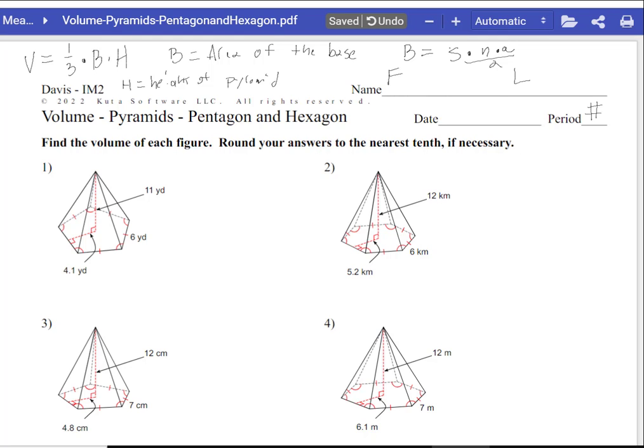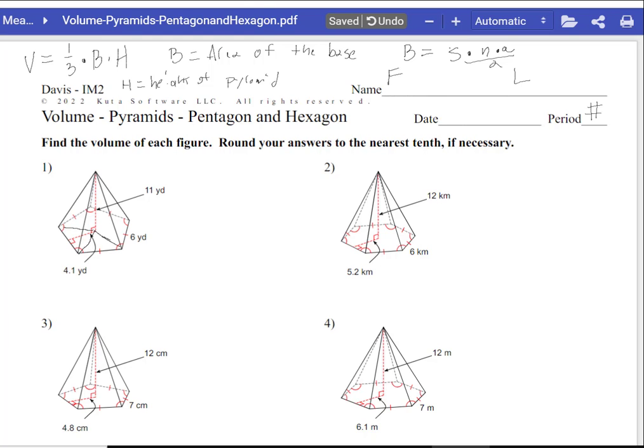If we look right here, we can see that this is going to be a pentagon. There's a triangle right here. This triangle has a base of 6, and the height of it is 4.1. So the area would be 6 times 4.1 divided by 2, because that's the area of a triangle, and there are 5 of these triangles in this pentagon.